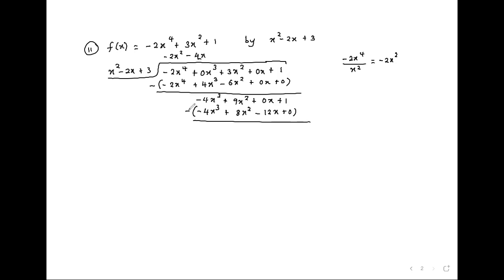Minus. So minus 4x³ minus 4x³, that is a 0. Correct. 9x² minus 8x², we get x². And then 0x minus 12x, so it will be plus 12x. Plus 1. You divide. x² into x², we get a 1.